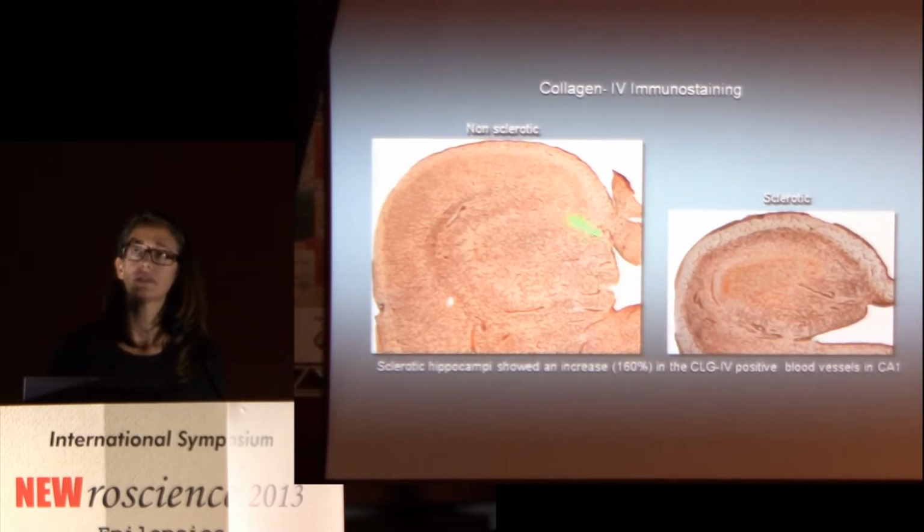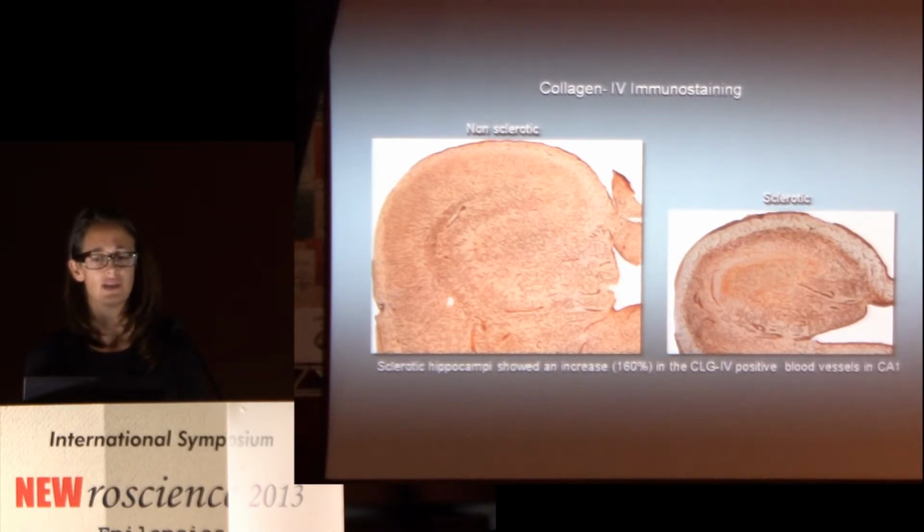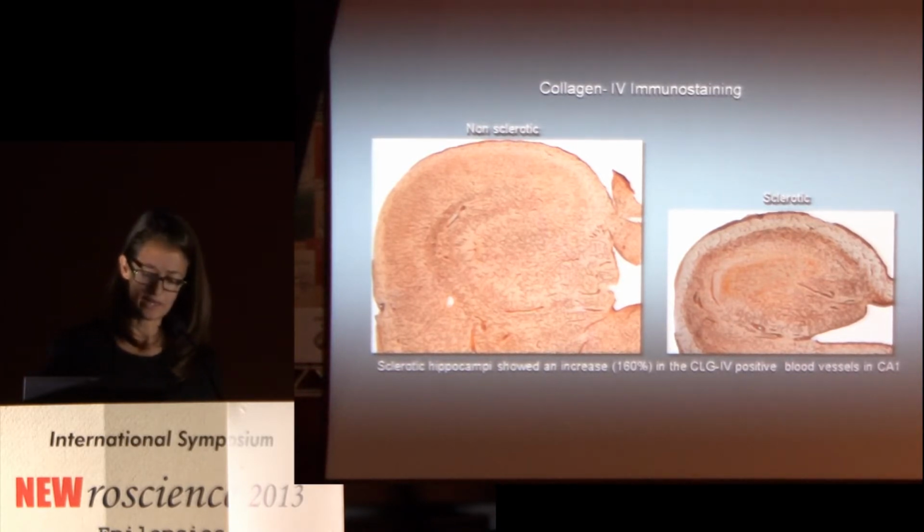When we used a specific staining of collagen 4, which is a component of the basal lamina, and quantified the staining, we found an increase of about 160% in the staining in the blood vessels in the sclerotic hippocampus. So we found a contradiction between the lack of staining in the AP-positive blood vessels and the increase in the collagen 4 positive blood vessels.